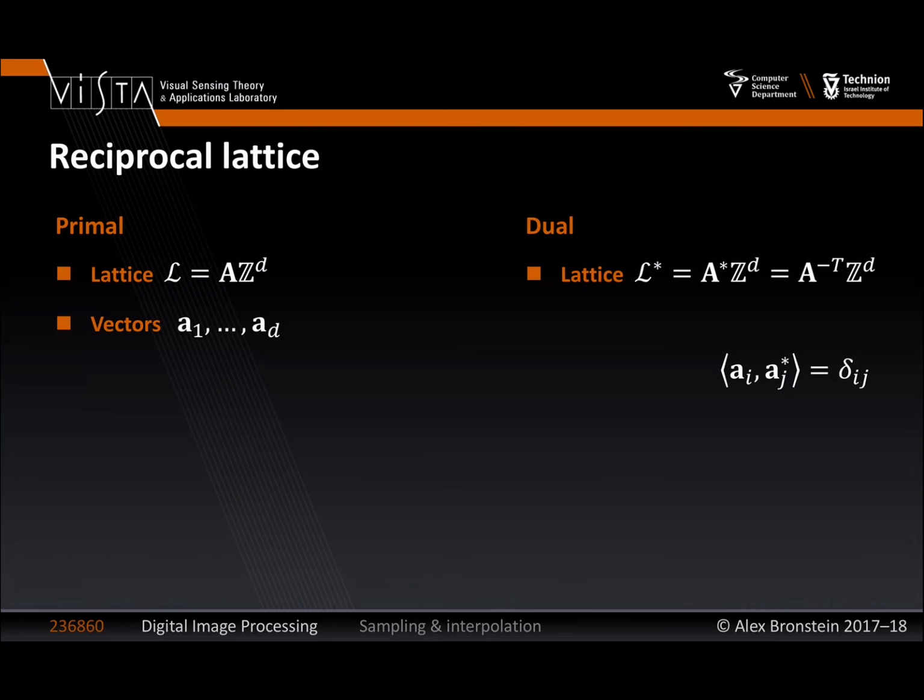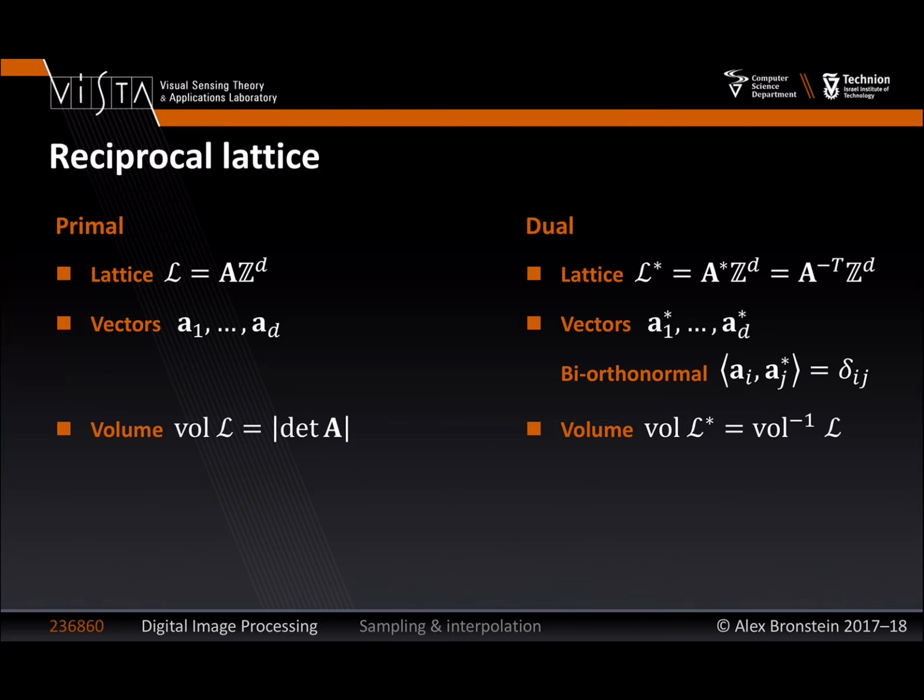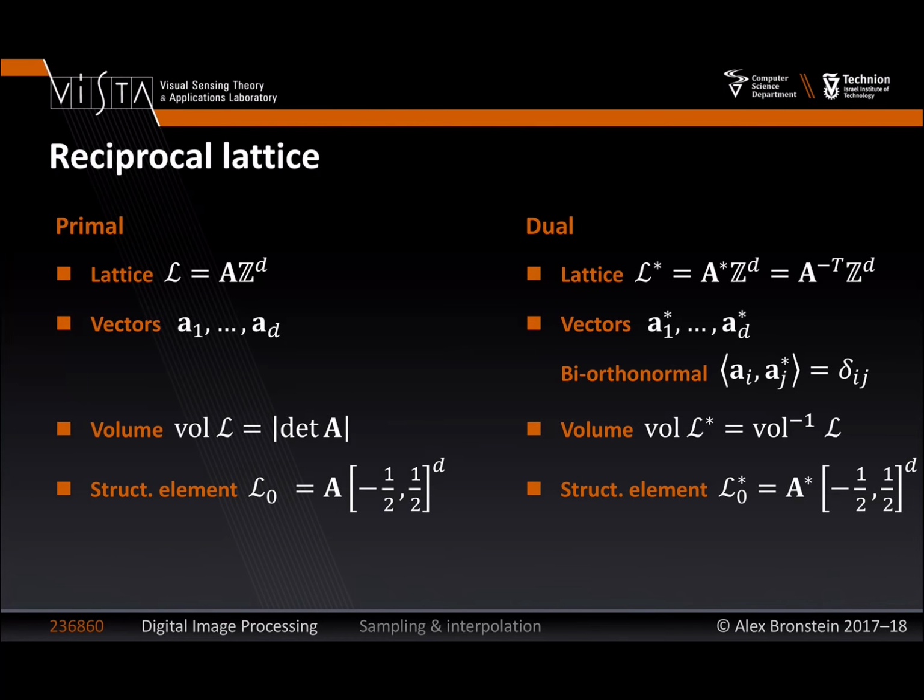Now the vectors forming the primal lattice are A1 to AD, the columns of the matrix A. The vectors forming the dual lattice are the vectors A1 star to AD star, the column vectors of A star. And what is particular is that they form a biorthonormal basis to A. What it means is that the aj star is orthogonal to every ai except aj, right? So I will show you a picture depicting that. Okay, so they basically form what is called the bi-orthonormal pair, and the volume of the primal lattice is determined by the determinant of A. The volume of the dual lattice, as we said, is the reciprocal of this volume. Okay, the structural element here is A scaling the canonical unit cube, and the structural element here will be, of course, A star scaling the canonical unit cube. Okay.